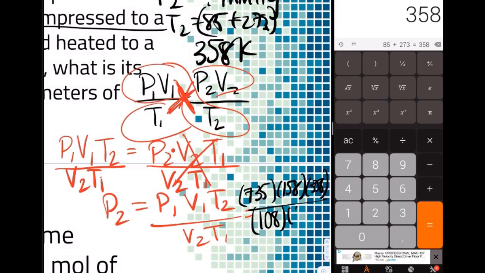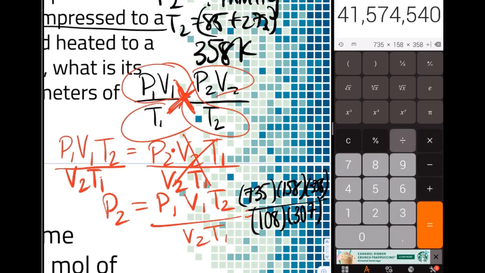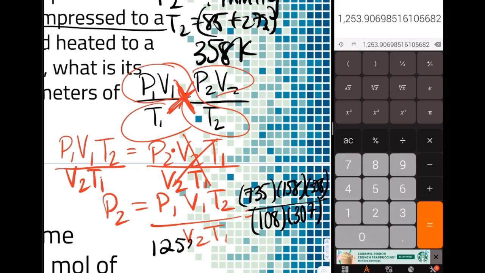Let me let this catch up. I think my internet is not wanting to put everything together. Okay, and so I will set it up like this, and I will do my math. I have 735 times 158 times 358 divided by 108 divided by 307. And I get 1253.9, and I need to round this to 3 sig figs, so I need 1250 millimeters of mercury. And that would be my answer.